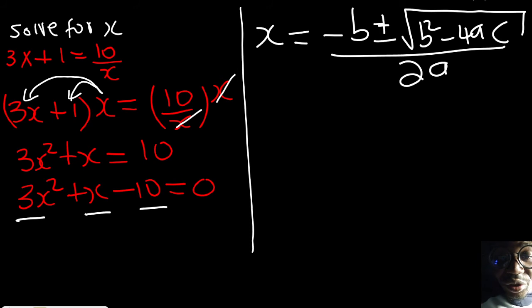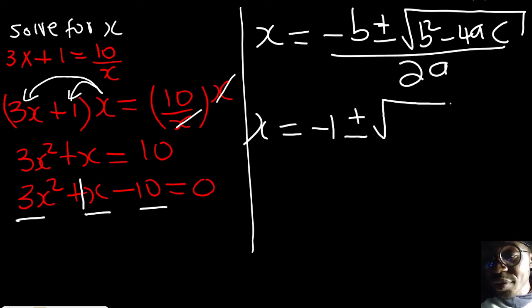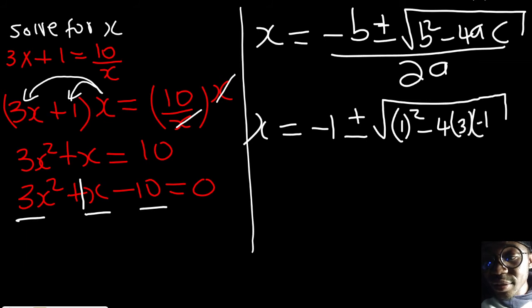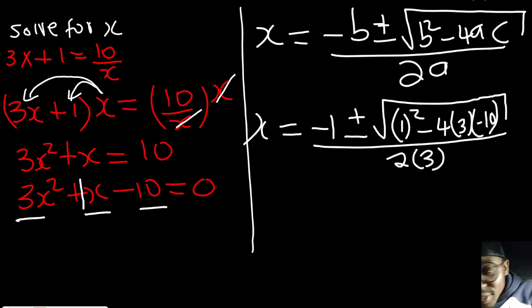All right, let's continue with this. x is equal to, our b is 1. We're going to put negative 1 plus or minus. With this formula, we are supposed to get the same answers as before. All right, let's put in the 1, squared, minus 4 times a, which is 3, times c, which is negative 10, all divided by 2a, which is 2 times the 3.